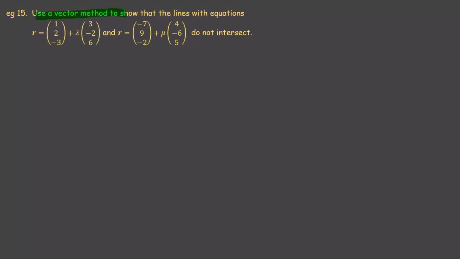Use the vector method to show that the lines with equations r = (1, 2, -3) + λ(3, -2, 6) and r = (-7, 9, -2) + μ(4, -6, 5) do not intersect. We covered this a bit in the last example.